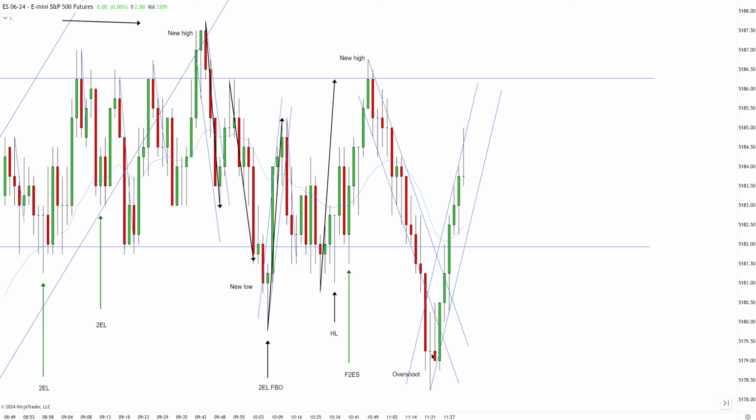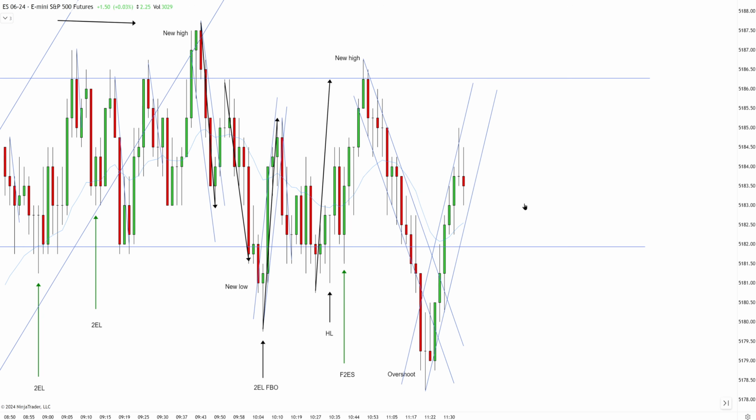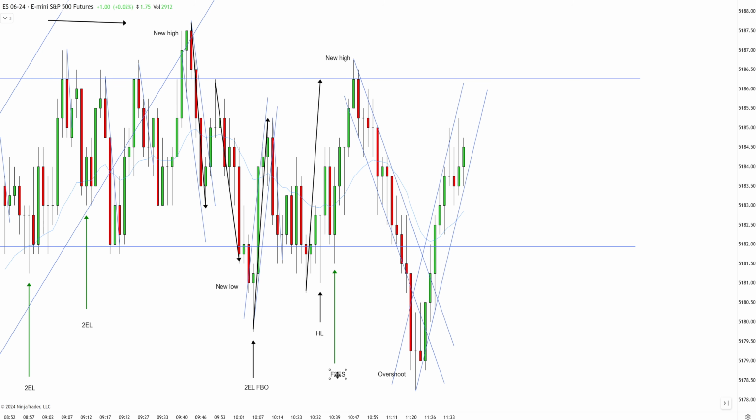So new low, first entry short, no break below, no break below, no break below. Can we get a failed second entry short? We can, but it's super far from the EMA. I cannot take this horrible failed second entry short.